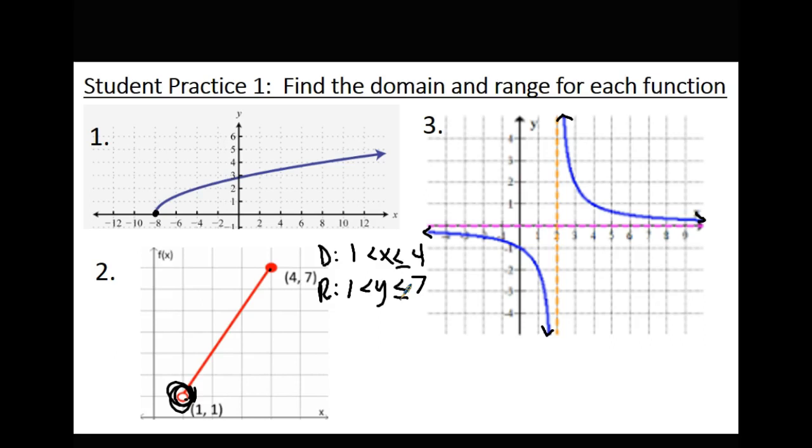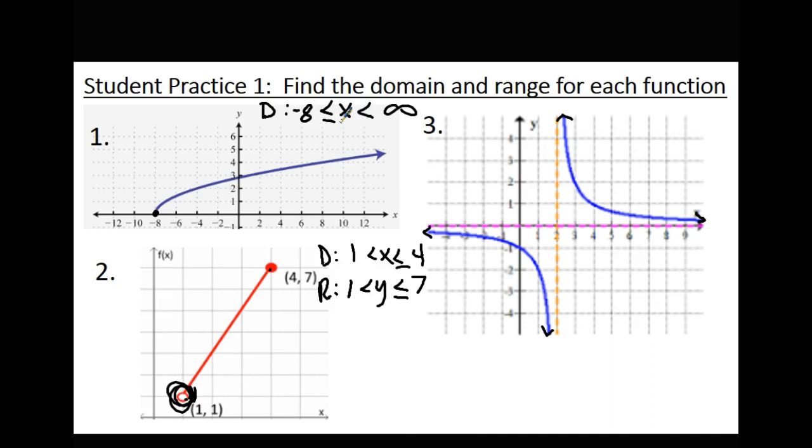All right. Jason, what was your domain for this one? It went from what to what? -8 to infinity. Good. It's the furthest point to the left is -8, and it keeps going to the right, and it can equal -8, right? Let's do another one here.